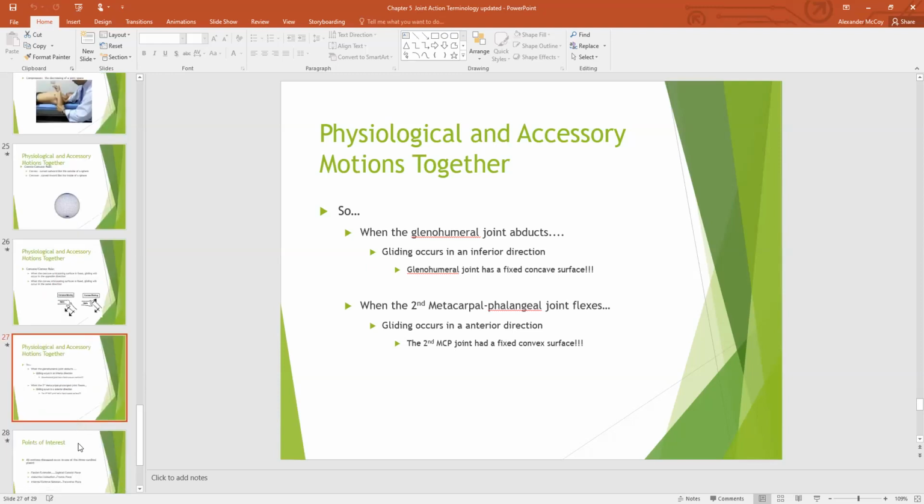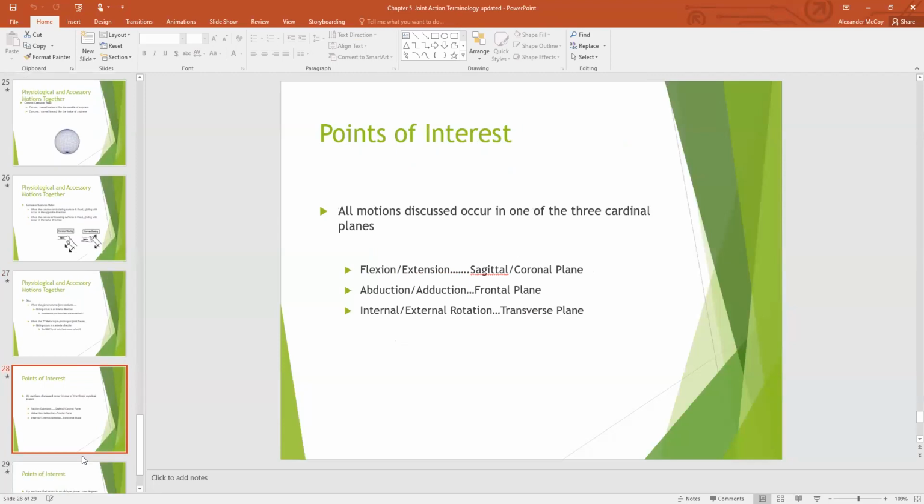So what I want from you is to please go watch those videos. It will help you. But just 2 points of interest here. All motions discussed occur in one of the 3 cardinal planes. So flexion and extension in the sagittal plane. Abduction and adduction, that's in the frontal plane. External and internal rotation, or rotation along the spine, occur in the transverse plane.